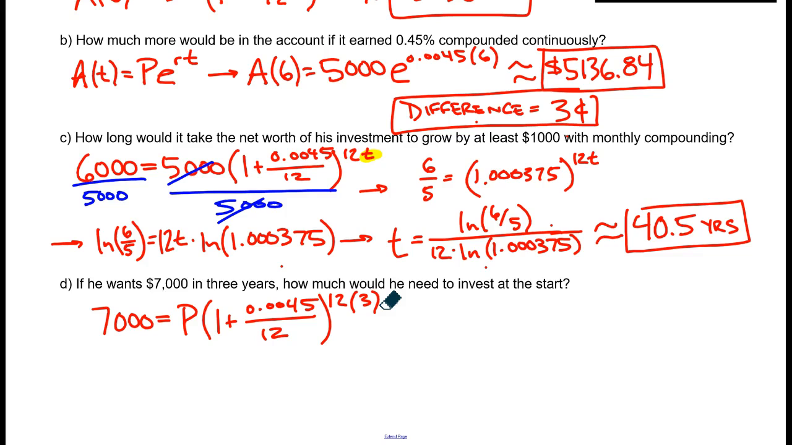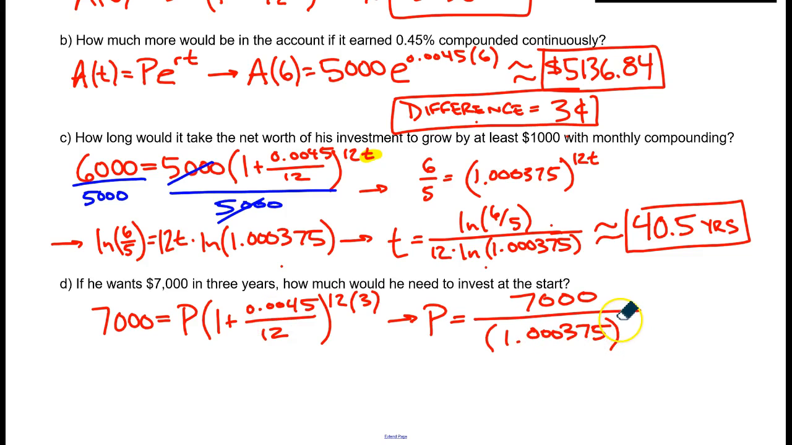And this one is actually easier than the previous one because I don't need to take a logarithm to get the answer. I just need to divide both sides of the equation by this. So that's going to give me P equals 7,000 divided by, remember this here was 1.000375 raised to the 12 times 3, or 36th power. After you plug that into your calculator, you're going to get an answer of about $6,096.15.